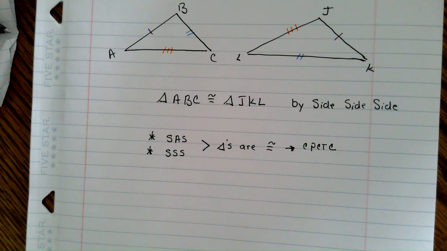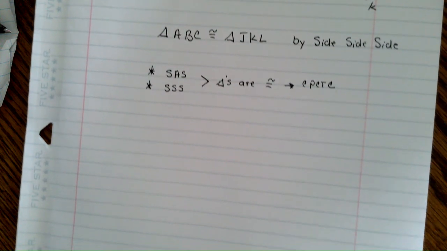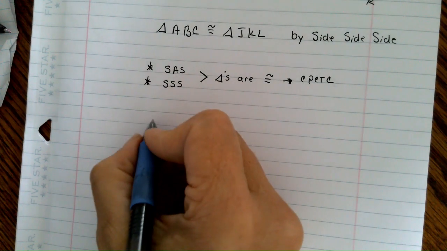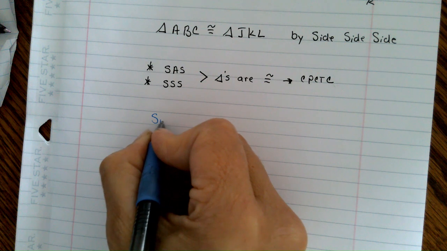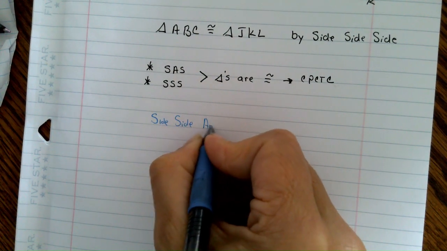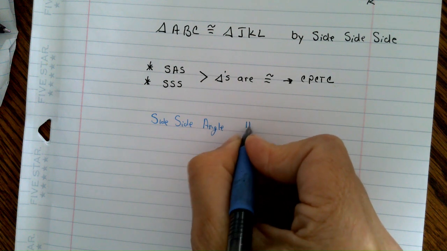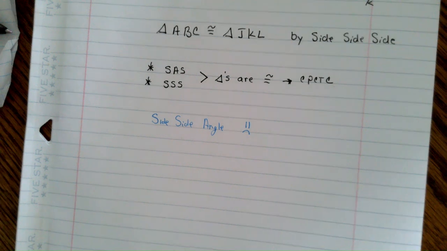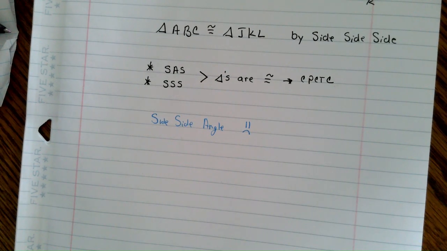Now, it has to be the included angle, okay? It cannot be side, side, angle, okay? SSA does not work, and it doesn't work in reverse either for everybody thinking they're cute. It does not work. It does not prove congruency. And here, let me show you why.